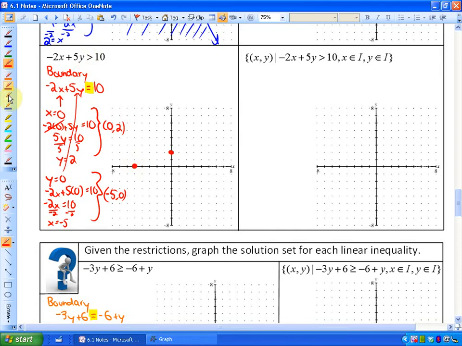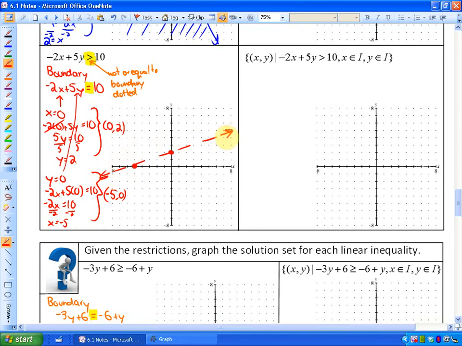Now the other thing to be aware of that I haven't mentioned yet is that because it doesn't say or equal to, the boundary is going to be dotted because the boundary is not included. This does not describe points where the two sides are equal. So since it's not or equal to, the boundary line is going to be dotted. But a very similar concept: if it says or equal to, it's going to be a solid line because it's included. If it doesn't say or equal to, then it's going to be a dotted line. So here's our boundary line.